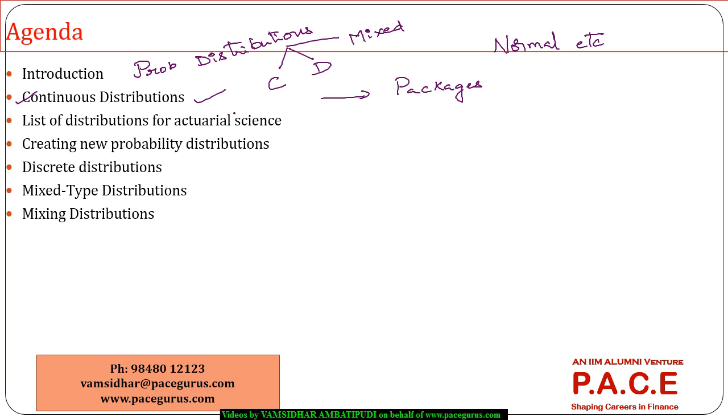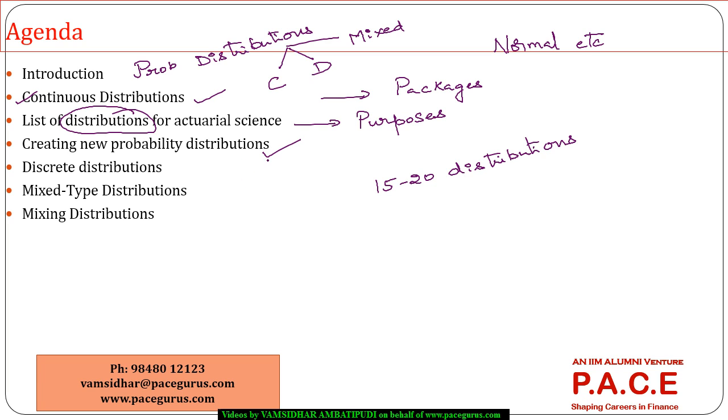From the continuous distributions perspective, let's see all the various distributions that we may use in actuarial science and majorly the various purposes for which we may be using them. For some reason, let's say I know 15 to 20 different distributions, but there is a possibility that my data is not meeting any of these 15-20 distributions. I'm interested in creating a new probability distribution, right?